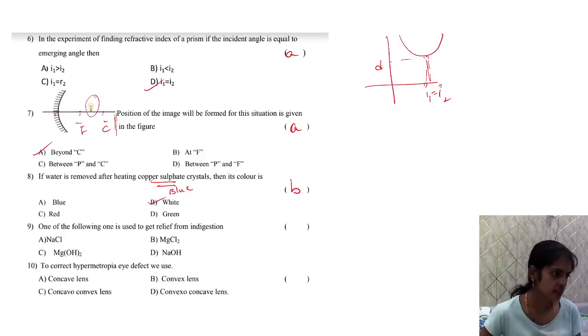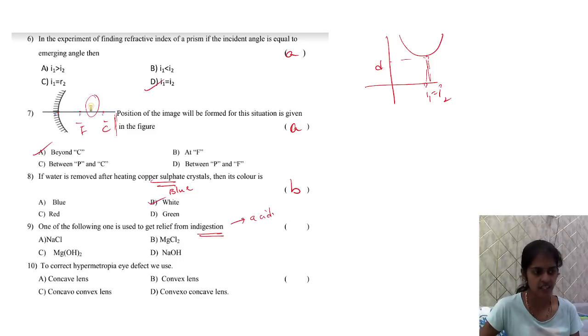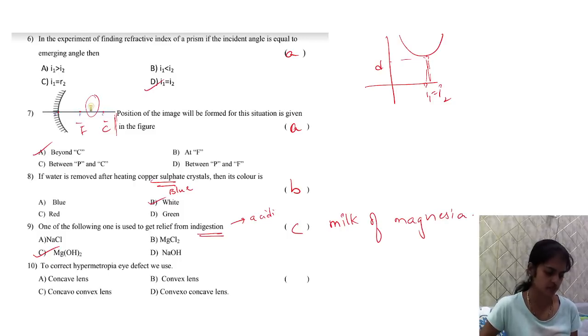One of the following is used to get relief from indigestion. When the acid level in the stomach has increased, you feel indigestion. So you use some base. Which base will you use? Mg(OH)2. Usually we use this mild base, which is called milk of magnesia. Magnesium hydroxide is called milk of magnesia. Okay, see the next one.